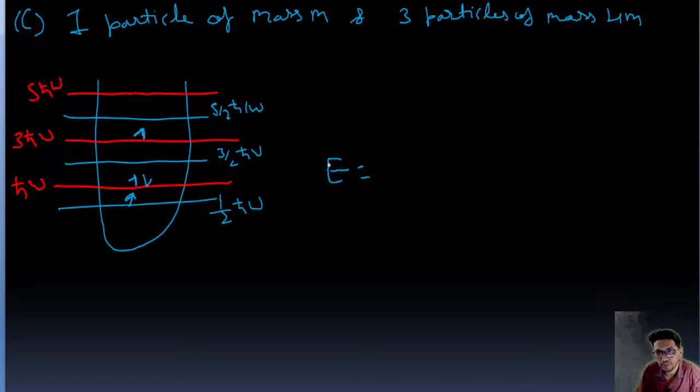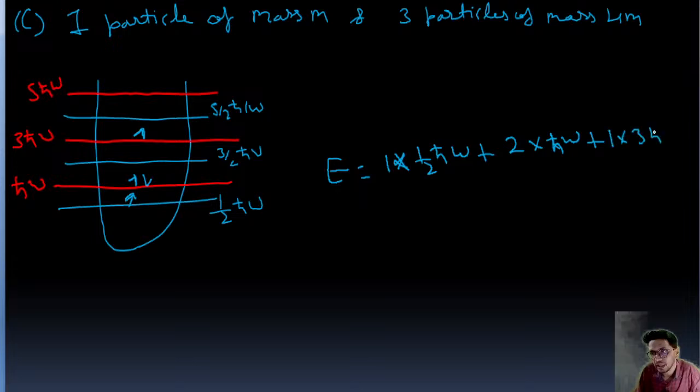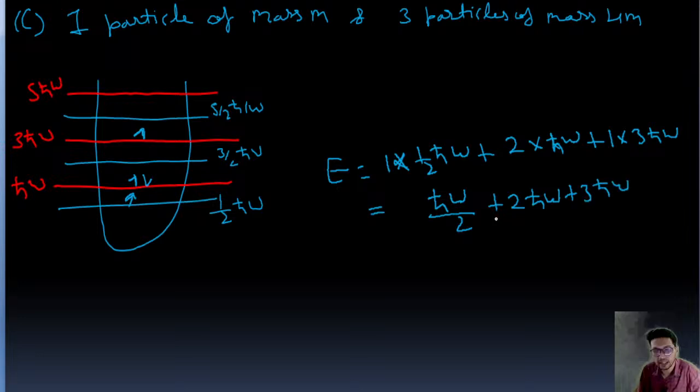Energy is going to be a very important question, guys. The energy is 1 into 1/2 ħω for this particle, plus 2 into ħω for the ground state of 4m, plus 1 into 3ħω. So the energy is ħω/2 plus 2ħω plus 3ħω, which is 11ħω/2, meaning 5.5ħω. This is the energy for option C.